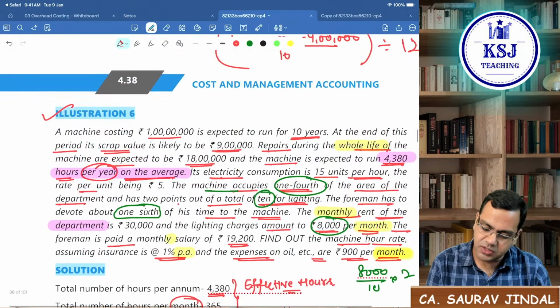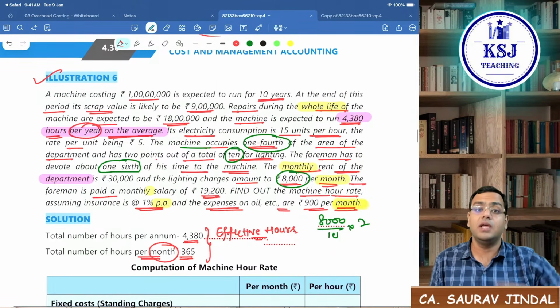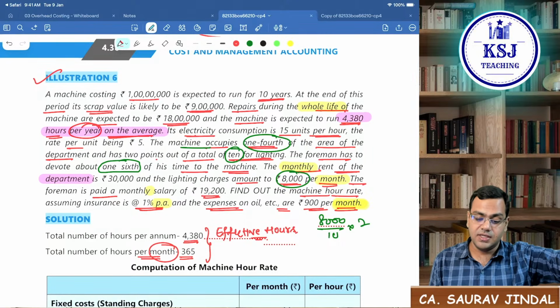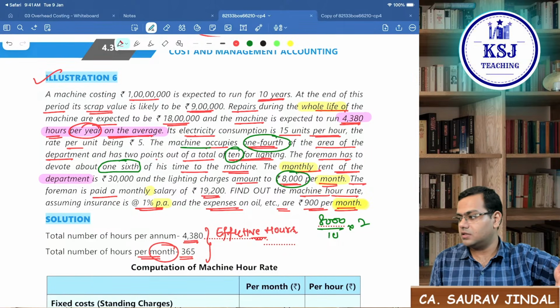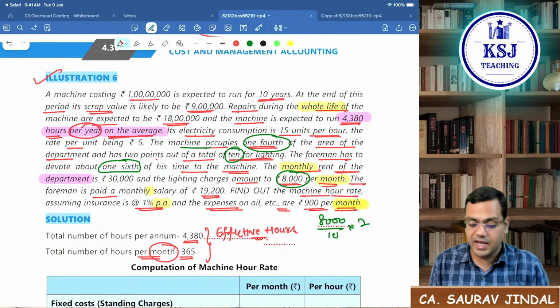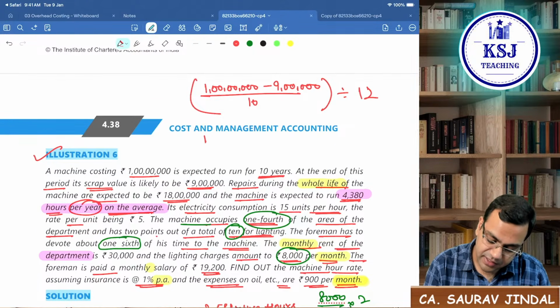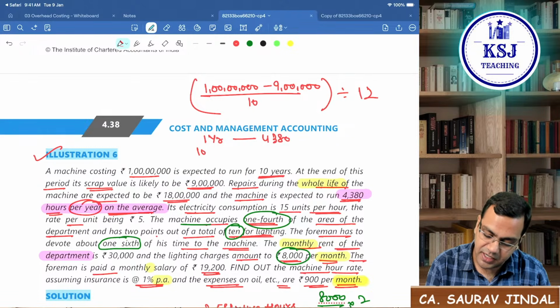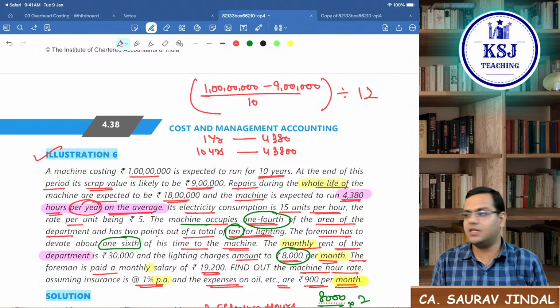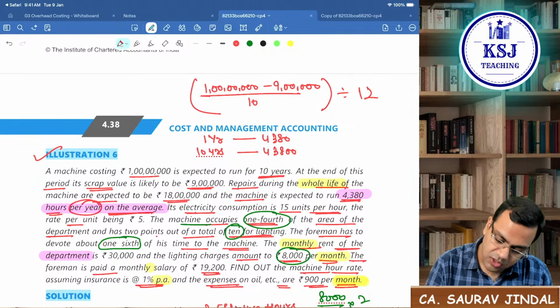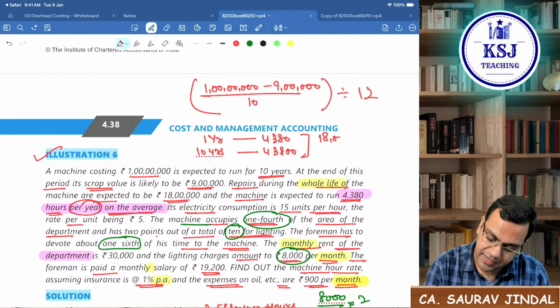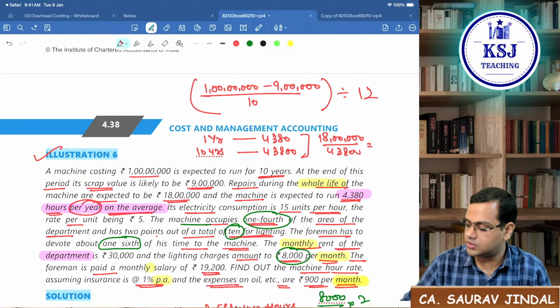After that, variable cost, one is your repairs. Now, what is the repairs cost given? It is given that during the whole life of the machine, it is 18 lakhs. Right? If I want to calculate it per hour, how can I calculate? If in 1 year, the number of hours machine running is 4380, in 10 years, my machine will run for how many? 43,800 hours. And I want this cost to be per hour. So can I calculate 18 lakh divided by 43,800 hours?